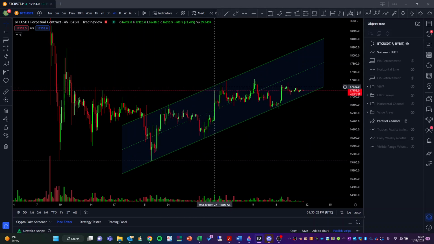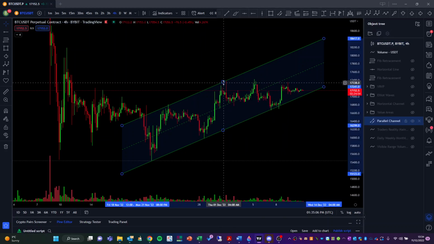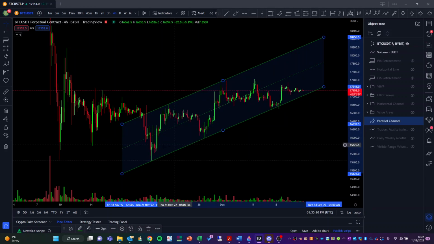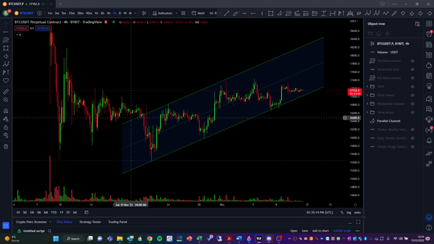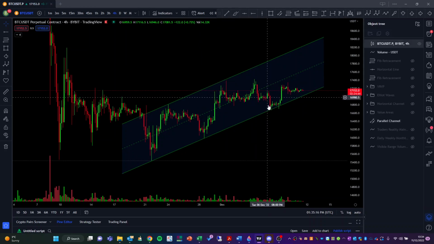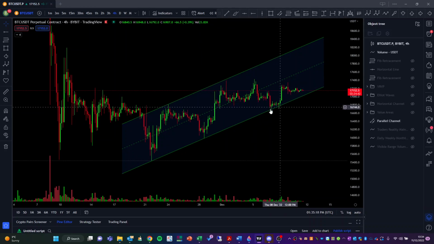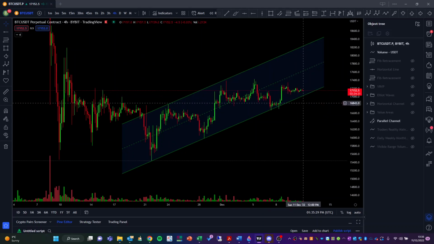Let me just unlock that real quick. You can see we've respected the channel here, and then down here as well. It tried to come down for a bit of a liquidity grab at this stage, and then shot to the upside. So this is going to be an interesting thing once this breaks. Could we come down and see some liquidation level?